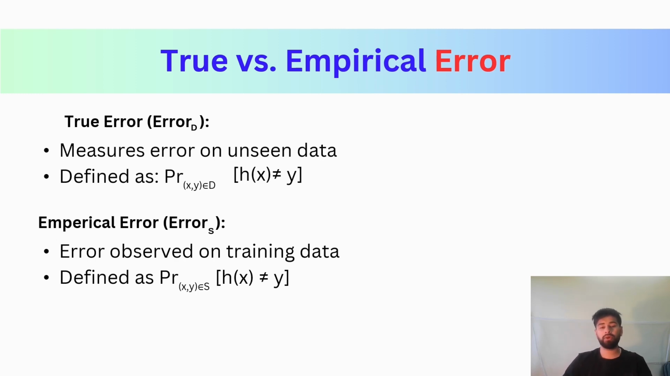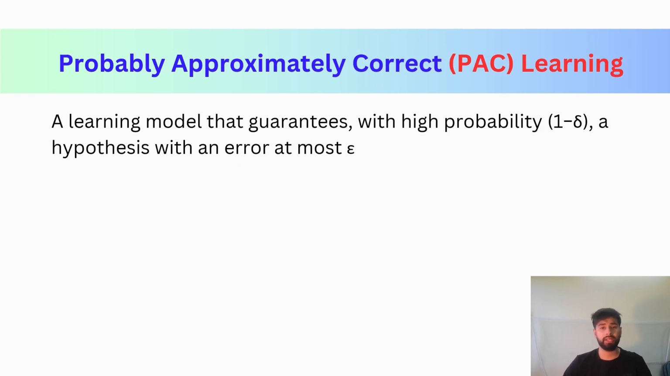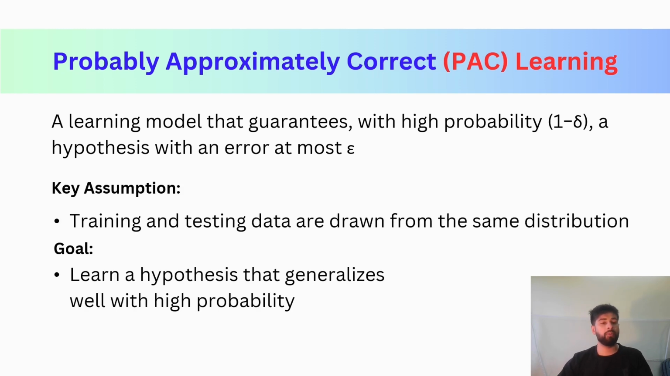Okay, so this was all about true and empirical error. Now let's move on to the next topic. So the next topic is probably approximately correct learning, that is PAC learning. PAC learning is a framework that ensures that with high probability, which is often denoted as 1 minus delta, we find a hypothesis with an error of at most epsilon. This means that even if we cannot perfectly learn a concept, we can guarantee that our model will be probably approximately correct.